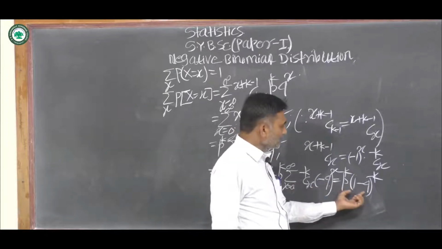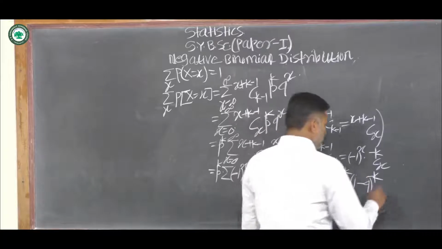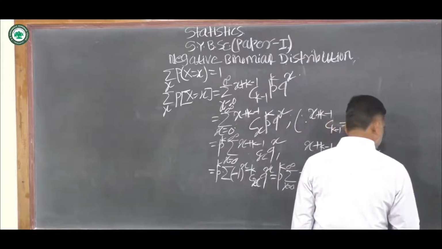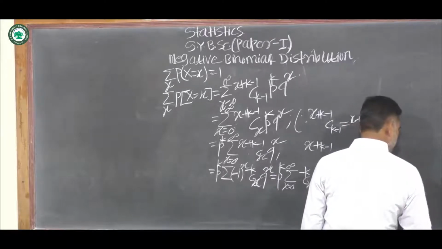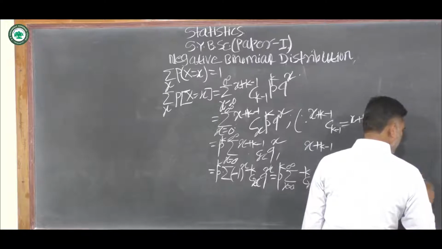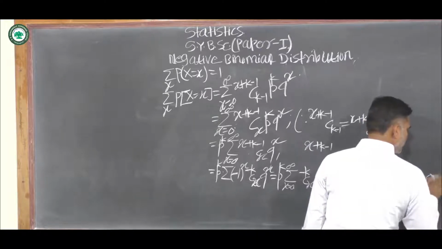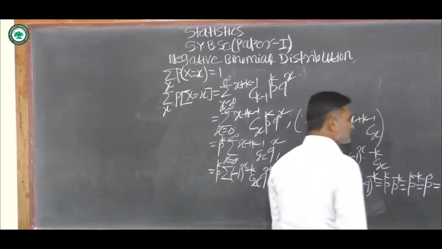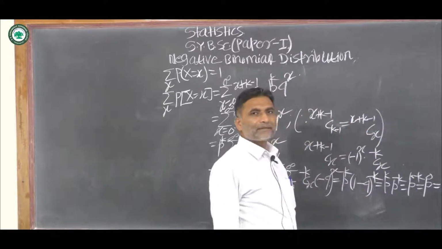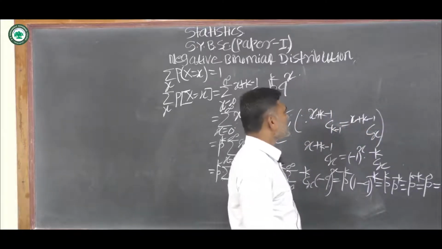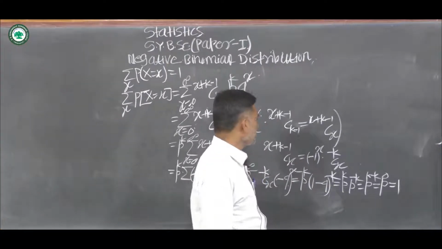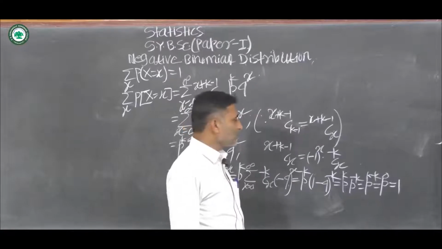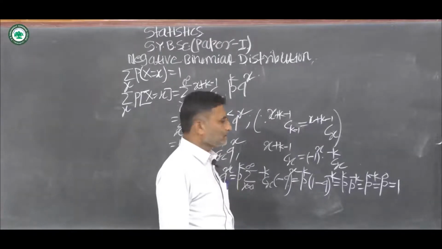Okay, 1 minus q bracket raised to minus k, which is equal to what? p raised to k into p raised to minus k, which is equal to p raised to k minus k, again which is equal to p raised to 0, which is equal to 1. Hence the negative binomial distribution satisfies the second condition of probability mass function, that is, total probability is equal to 1.